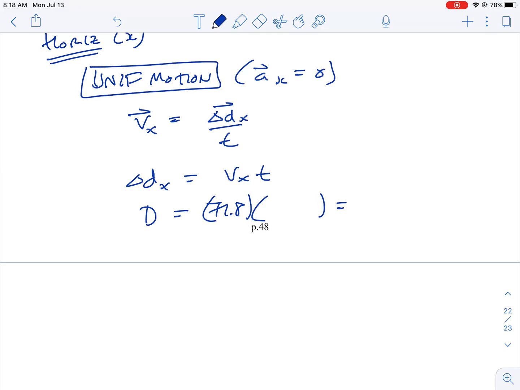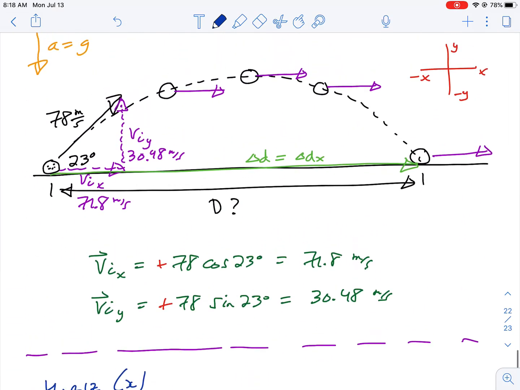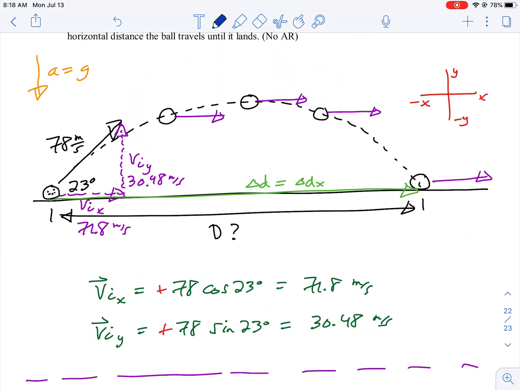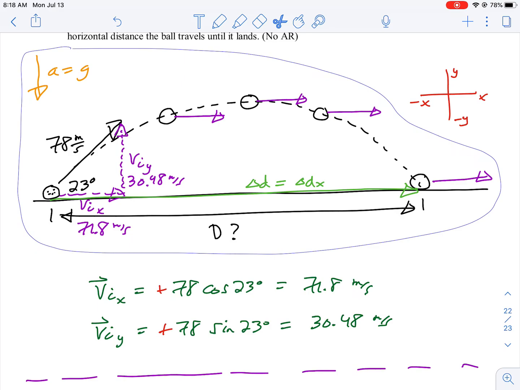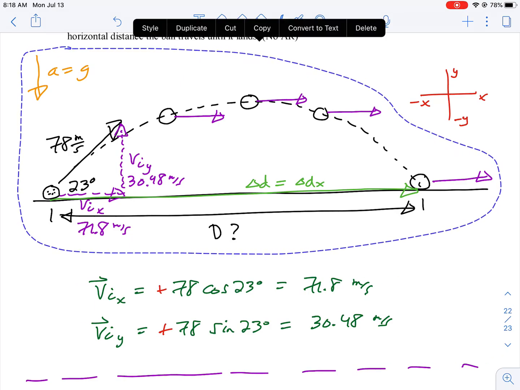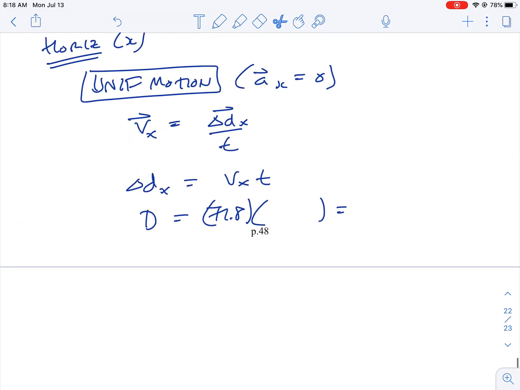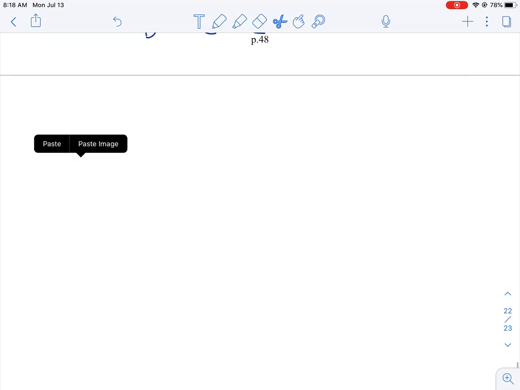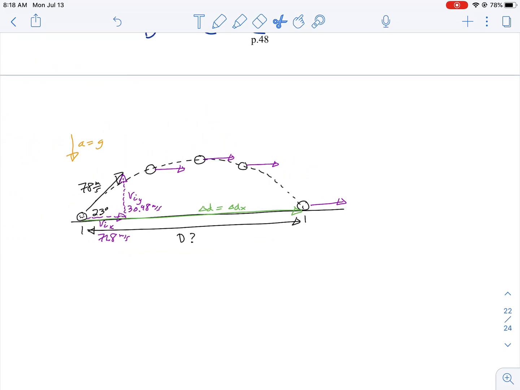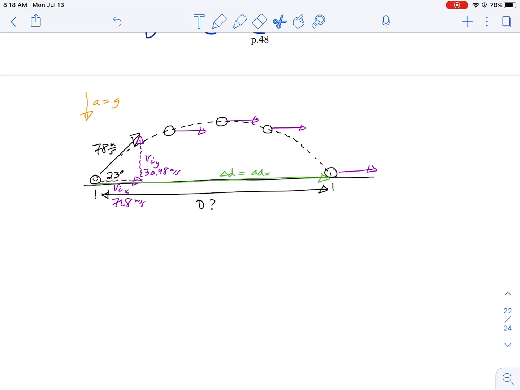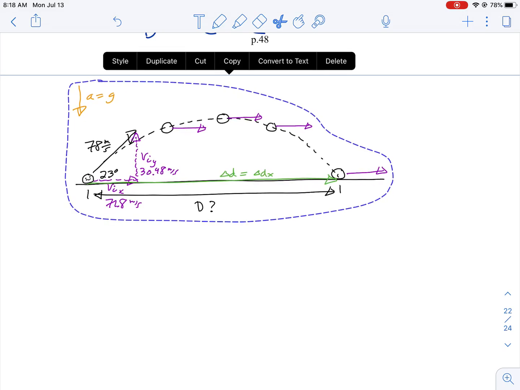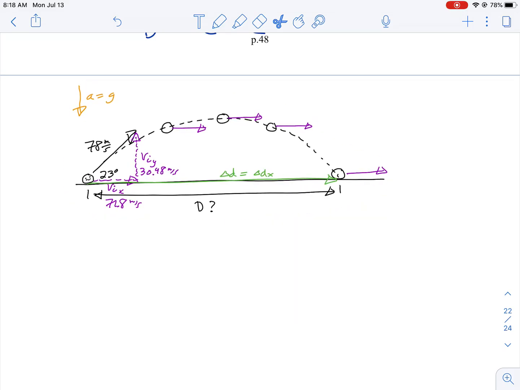Well, much like we did in the previous question, we have to do vertical. So bear with me. I'm going to just copy this and bring it to the next part. Paste that, shrink it a little bit. Okay. So there's our diagram again. Let's go vertical now.